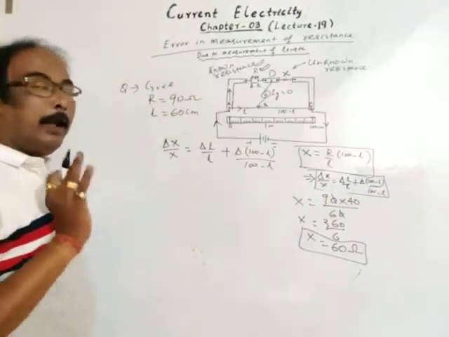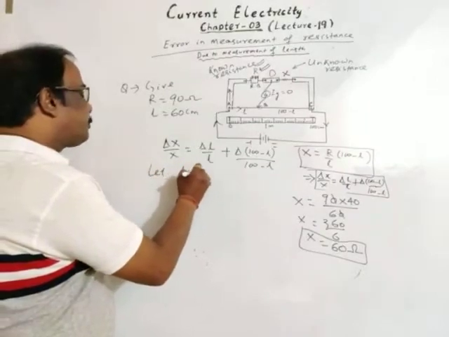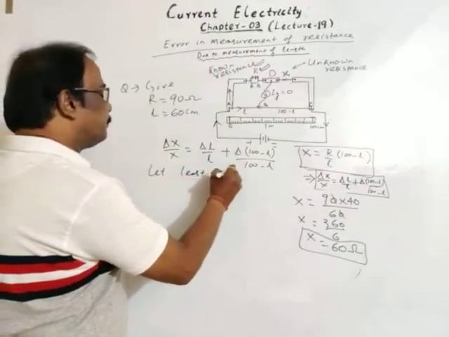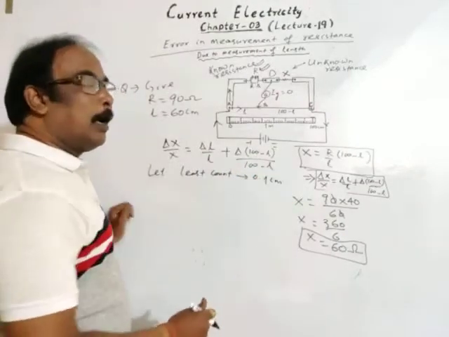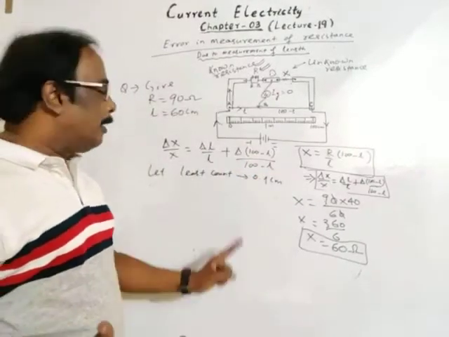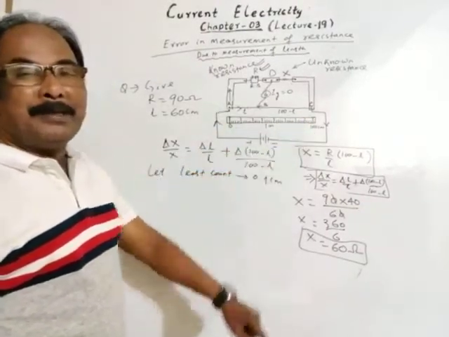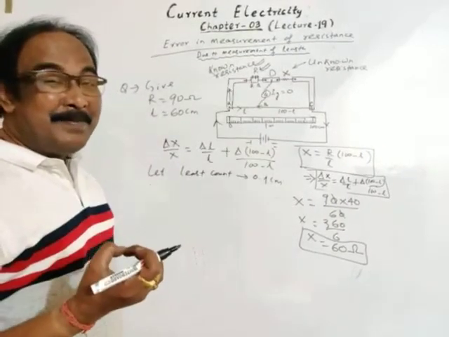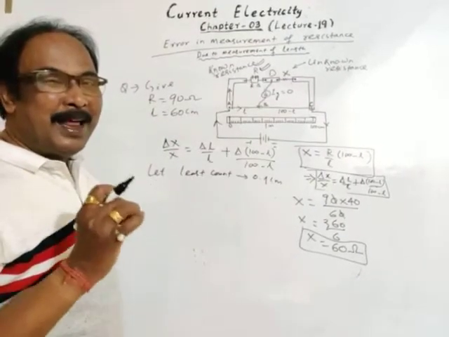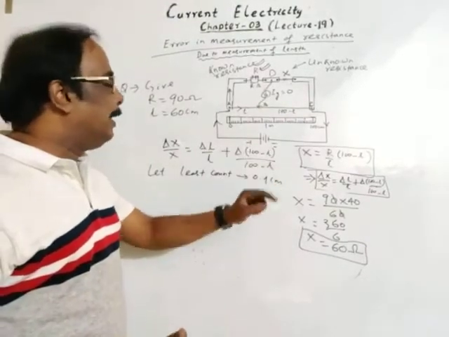Let the least count be 0.1 centimeter, as we have already discussed. Let the least count be 0.1 centimeter in the measuring scale. Let's assume the minimum value of measurement is 1 millimeter.